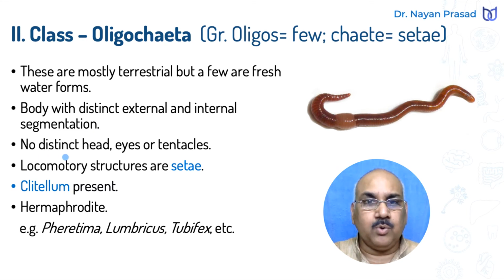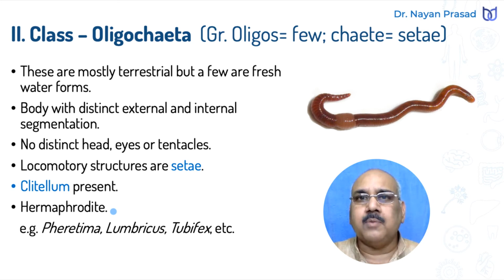But here, no distinct head, eyes or tentacles. So, head-like structure is absent in this group. Locomotory structures are microscopic setae. Clitellum is present. What is this clitellum? Clitellum is a circular band of glandular tissue. Clitellum helps in cocoon formation. So clitellum is present in these members, and these are all hermaphrodite or bisexual. Common examples are Pheretima, Lumbricus, Tubifex, etc.